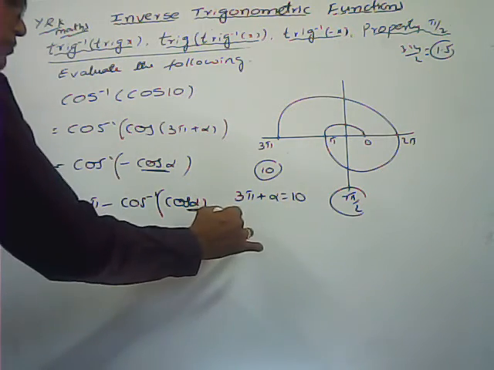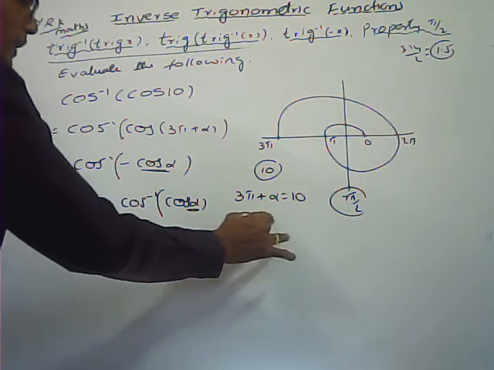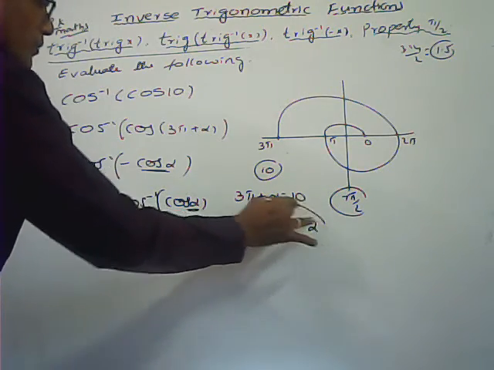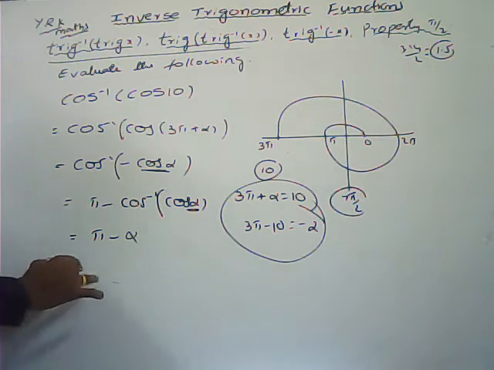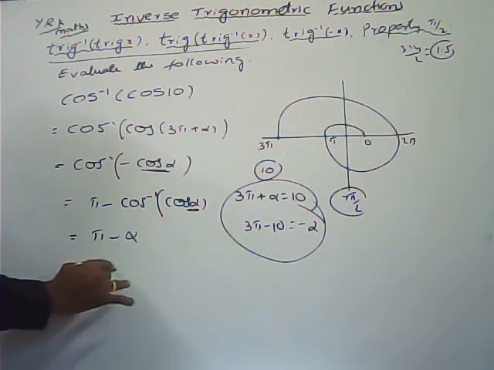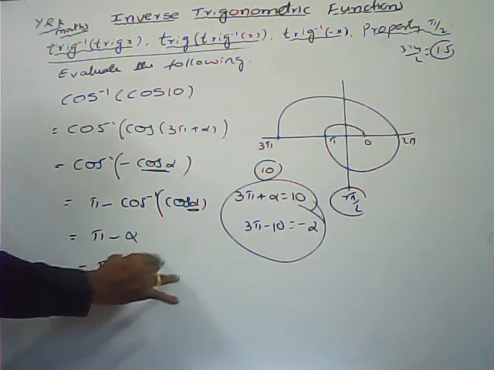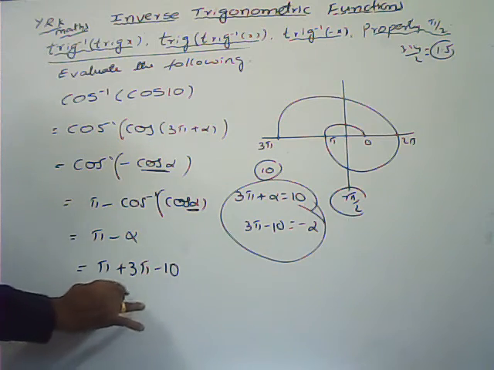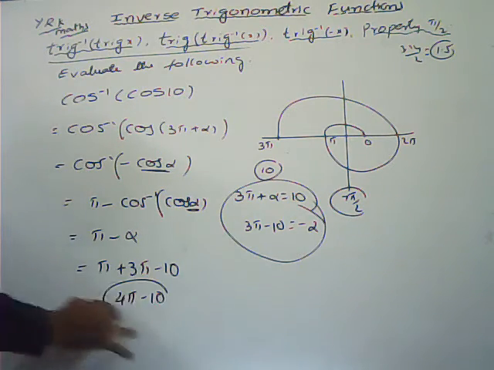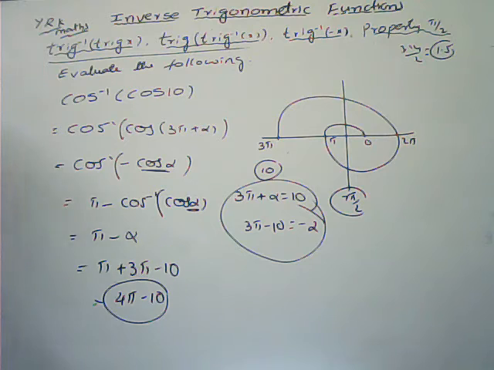Now 3 pi minus 10, that is equal to minus alpha. So in the place of minus alpha we can write 3 pi minus 10, that is equal to 4 pi minus 10, that is the value of cos inverse of cos 10.